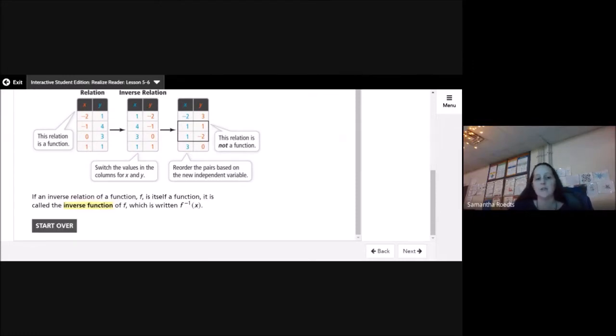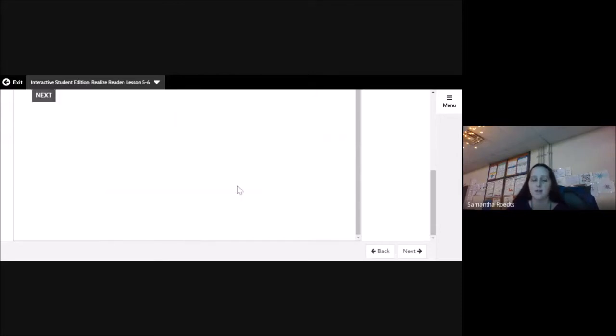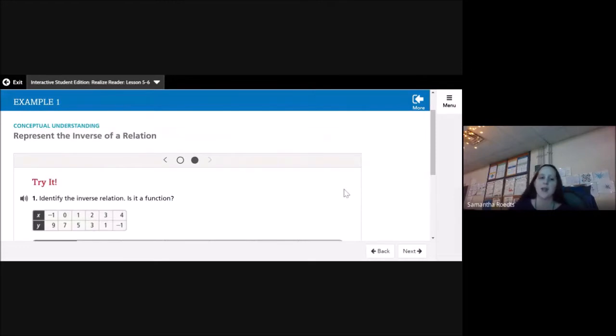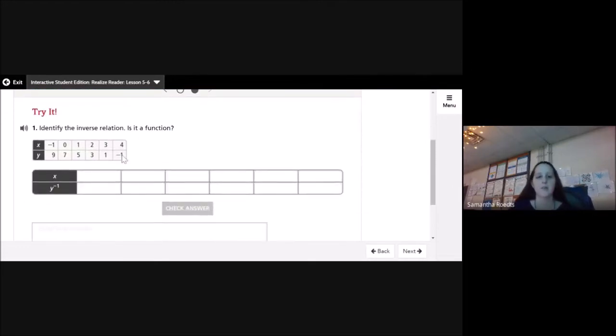If an inverse relation of a function f is itself a function, it is called the inverse function of f, which is written f to the negative 1 of x. All right, so let's try it. Identify the inverse relation. Is it a function? Okay, so here's my original, negative 1, 9, 0, 7, 1, 5, 2, 3, 3, 1, 4, negative 1. So all I'm going to do is I'm going to switch my x and my y coordinates.